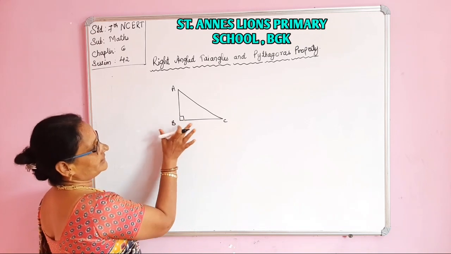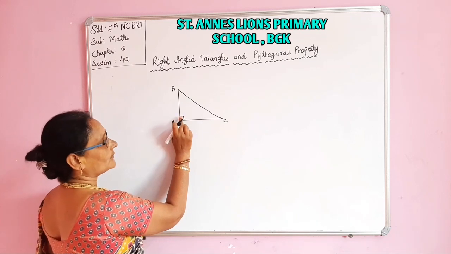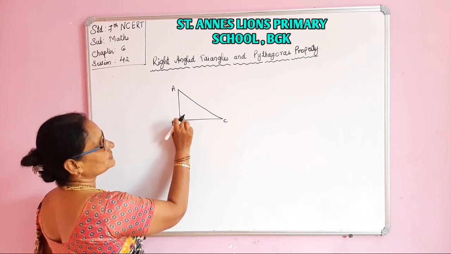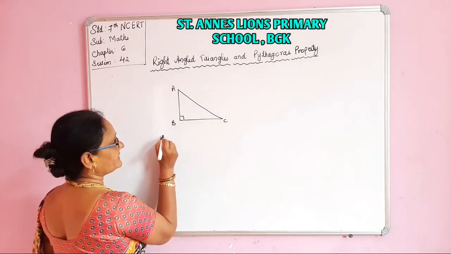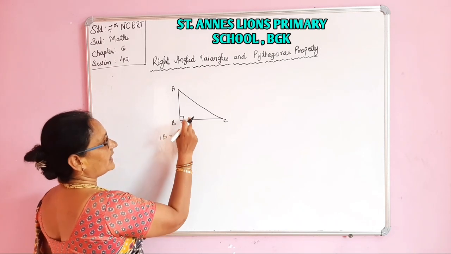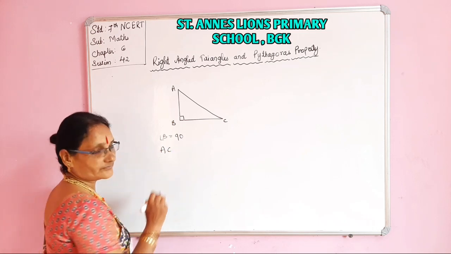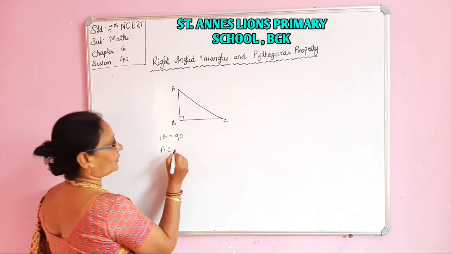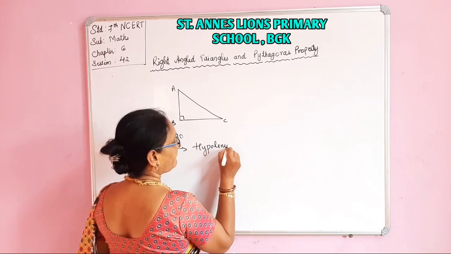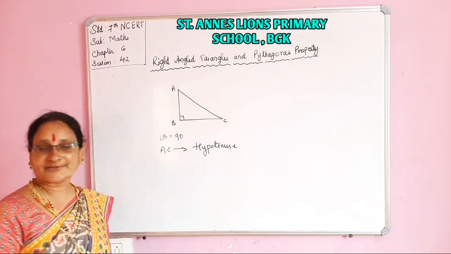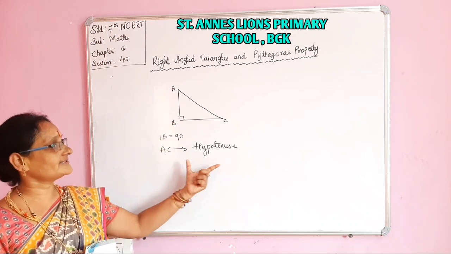So now in this right angled triangle, this is 90 degrees. Observe the side which is opposite to the right angle, which is AC. Here angle B is 90 degrees, and the opposite side of angle B is AC. The side AC is called the hypotenuse. The side which is opposite to the 90 degree angle is known as the hypotenuse.